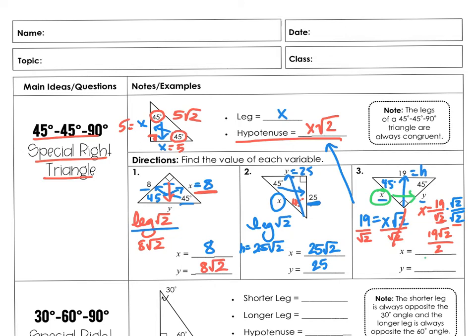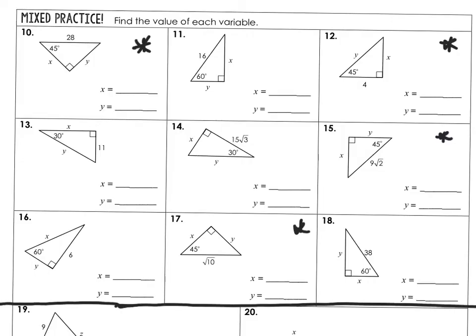X and y should be the same because they are congruent. So y is also 19 root 2 over 2. Now, like I said, we're going to do all 45, 45, 90s today, and then we'll do 30, 60, 90 tomorrow. So let's look at the back.